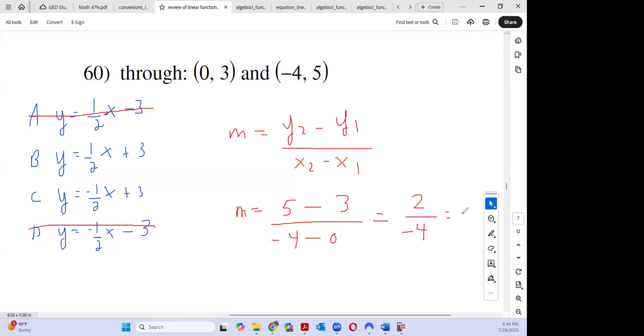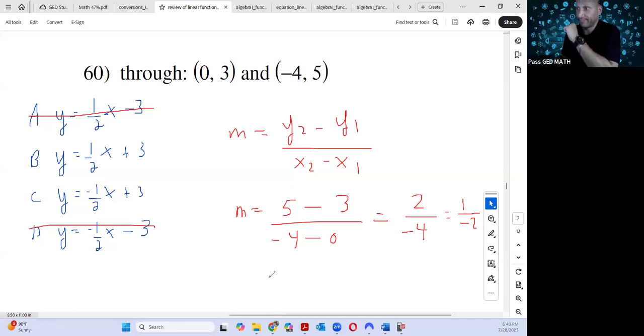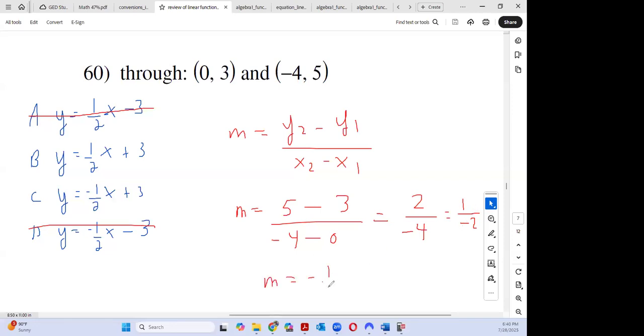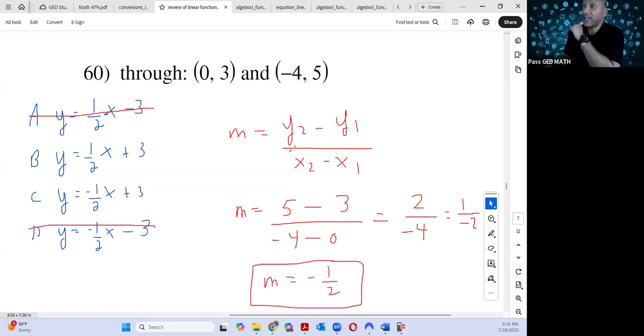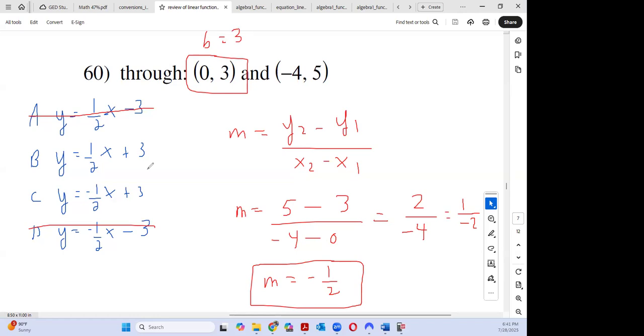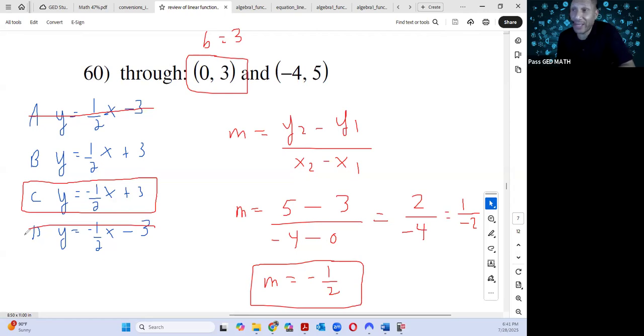It's negative 1/2. Yes. I keep forgetting about the negative. Cannot forget that negative. So if I know my slope is -1/2, I know my y-intercept is 3. What's my equation of the line? y equals -1/2 x plus 3. There you go. Now watch this. I'm gonna check with the calculator.